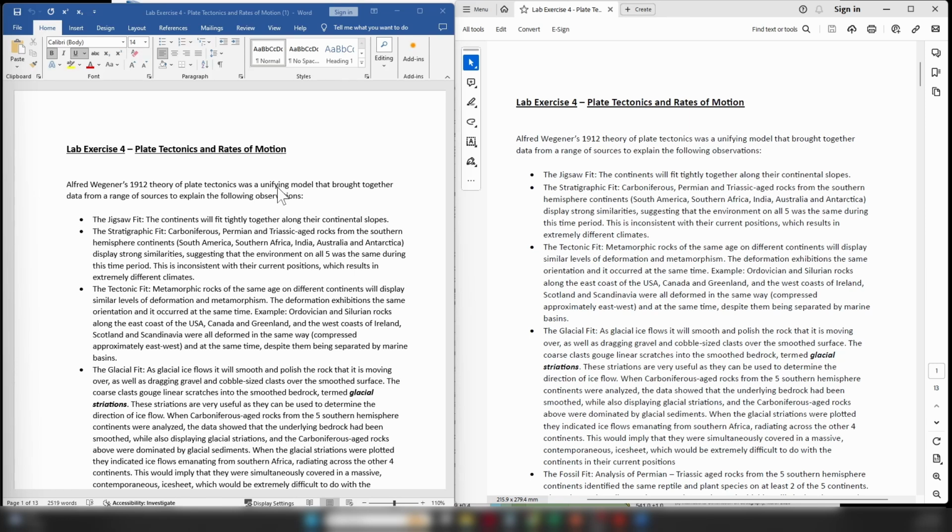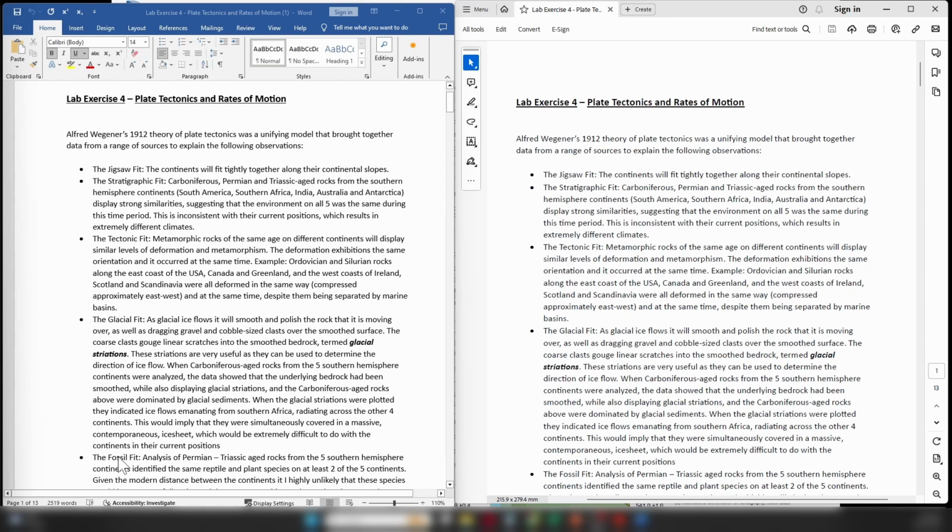Once Alfred Wegener did this, it became clear that the Southern Hemisphere continents, in this case South America, Africa, India, Australia, and Antarctica, were once joined together as a single landmass, which we now call Gondwana. The pieces of evidence that were used by Alfred Wegener were the jigsaw fit of the continents, the stratigraphic fit, the tectonic fit, the glacial fit, and the fossil fit. And once again, each of these particular data sets is covered in much greater detail within the plate tectonics lecture.